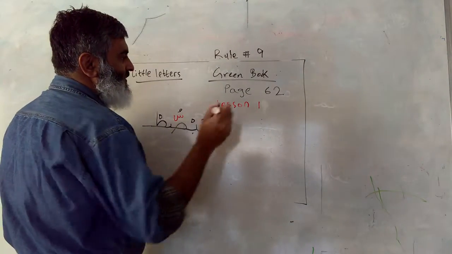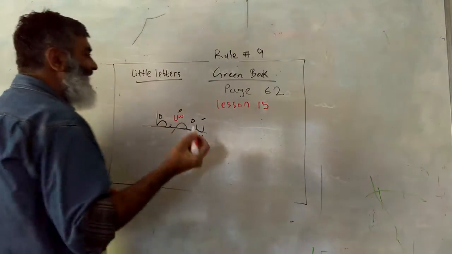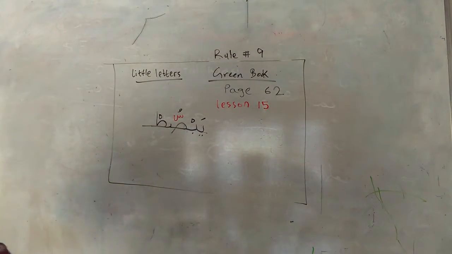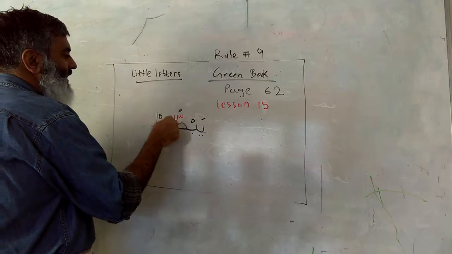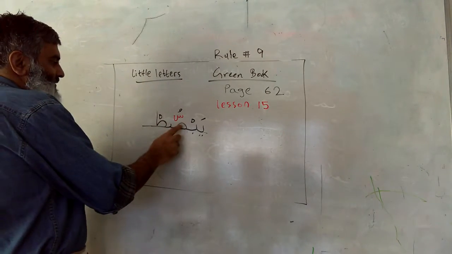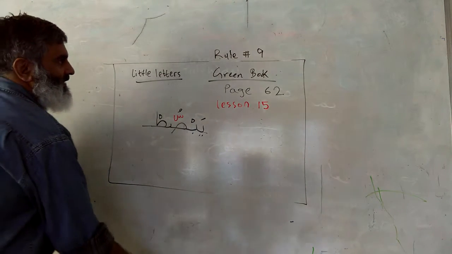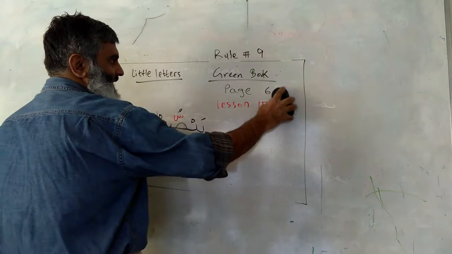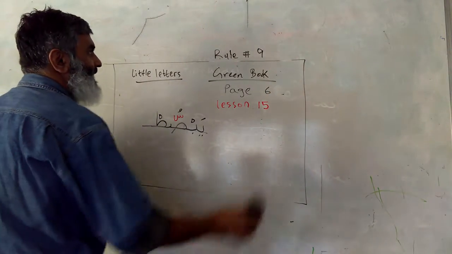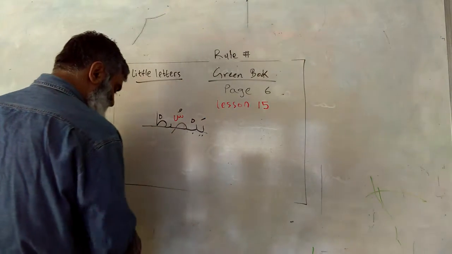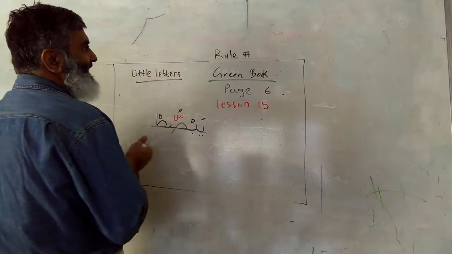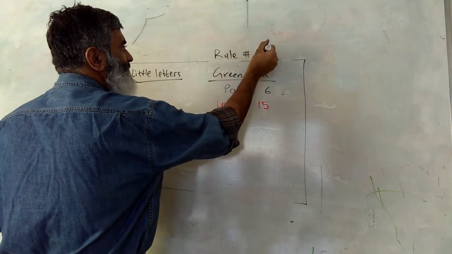This is lesson 15 on page 62, and really that's all there is to this lesson. If you see a little Seen on the Sad, you can pronounce that Sad as Seen. Again, there is an audio page associated with this one, so you can inshallah practice that audio page and learn this rule from there. Now I will move to rule number 10, which is about Ta Marbuta.